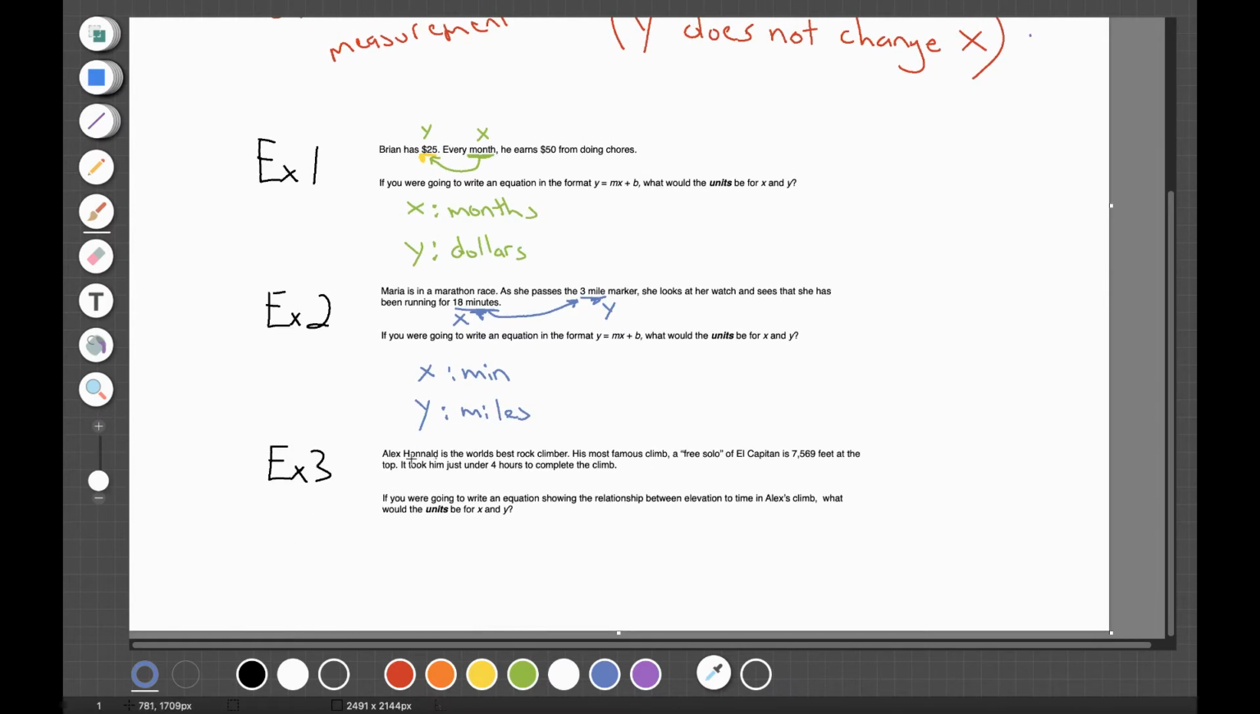This one's a little bit trickier. So Alex Honnold is the world's best rock climber. His most famous climb, a free solo of El Capitan, is 7,569 feet at the top. It took him under 4 hours to complete the climb. If you were going to write an equation showing the relationship between the elevation and time, what would the units for x and y be? Go ahead and try this, and then we'll do it together. So this is what you should have gotten. See if you got it right.